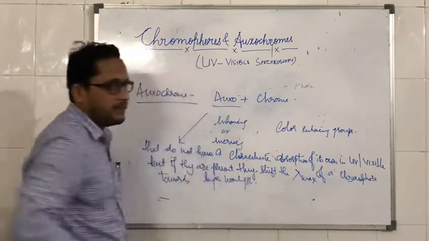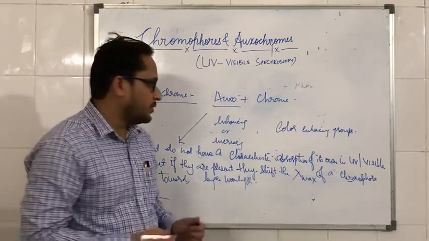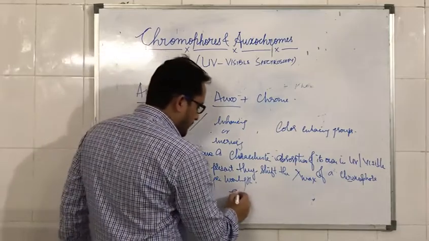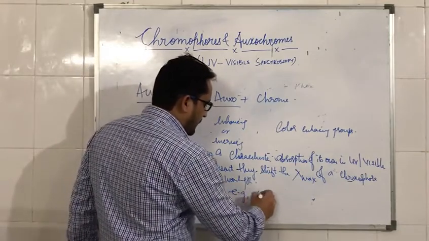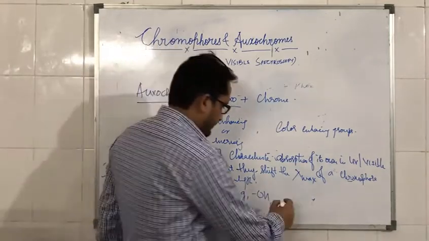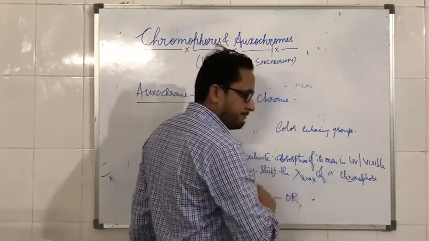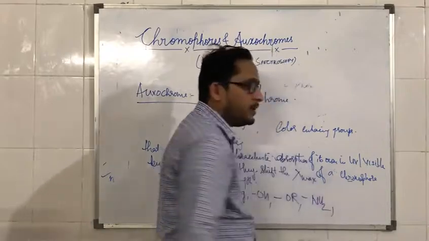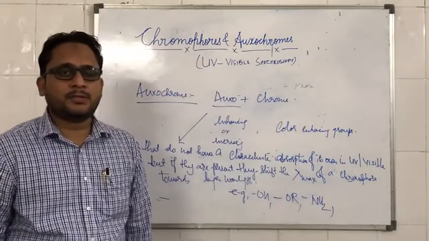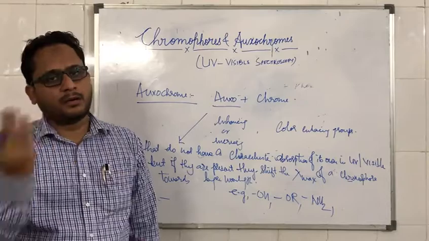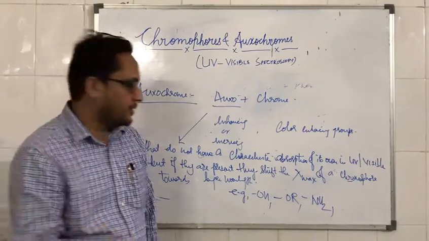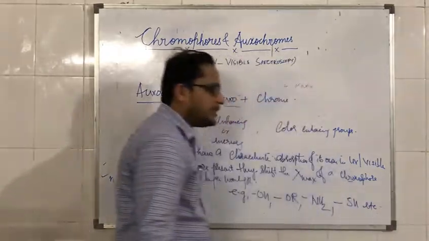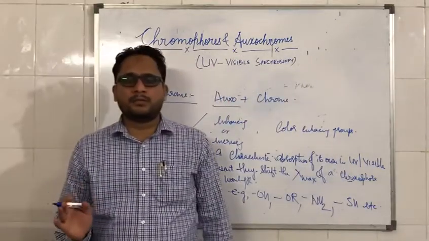Towards longer wavelength. Clear? So these groups do not have their own characteristic absorption. The examples of this group include hydroxy group, alkoxy group, then we have NH2 group, even amine group do not have any characteristic absorption, therefore they are under the category of auxochromes. Then SH, and others; these are the groups that do not have their own characteristic absorption.